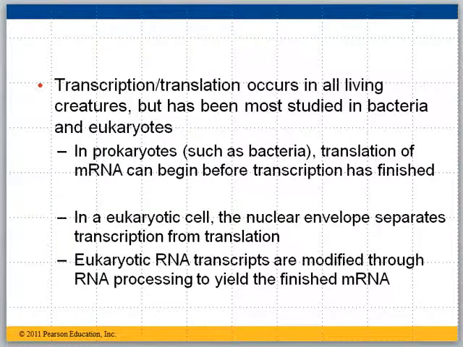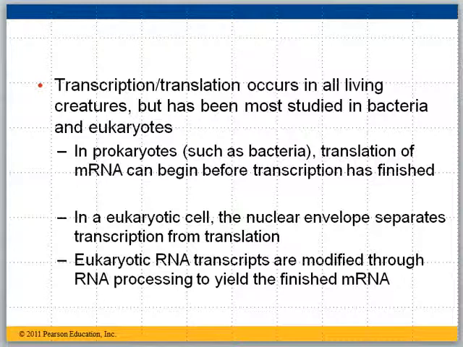While this transcription translation process pretty much occurs in all living creatures, it's been most studied in bacteria and eukaryotes. So we're going to look at both bacteria and eukaryotes. There are a lot of commonalities between the two, and we'll point out where they do become slightly different though. In prokaryotes such as bacteria, the translation of the messenger RNA can start even before transcription is finished. Remember, they don't have a nucleus, so this whole process can occur all at one time there in the cytoplasm. In eukaryotic cells, it's 2 separate processes because transcription happens within the nucleus.